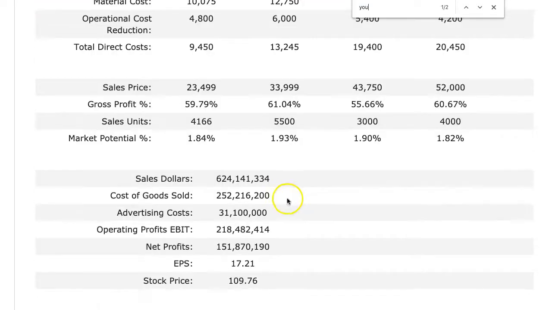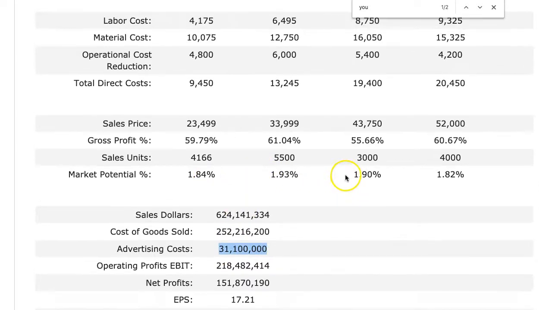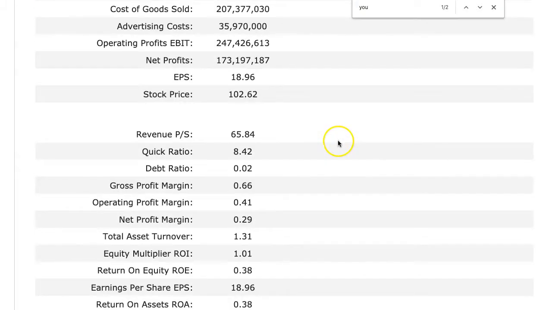I might see that I spent $31 million. Okay, so maybe I underspent in my advertising, but my market potential was a little bit higher. Maybe I had better cars. So there's just some analysis you have to do as a competitor to see what the other companies are doing, what I can learn from them, and how I can improve my results.